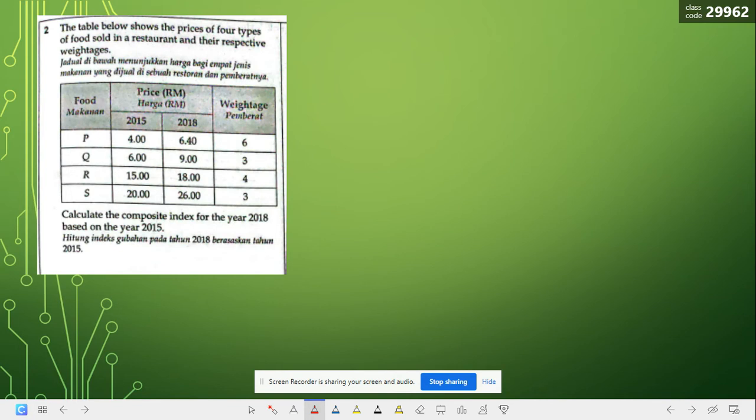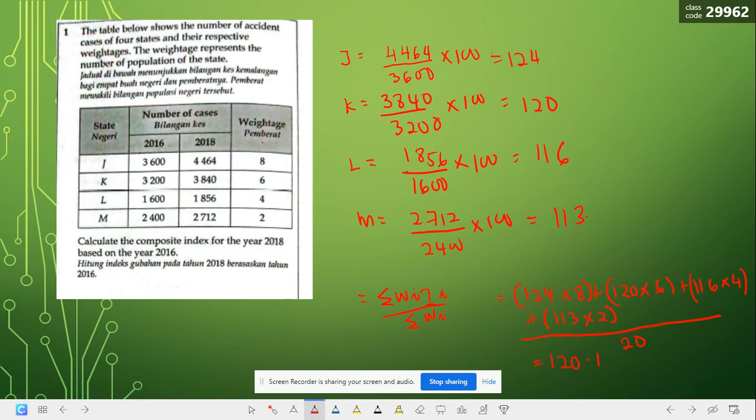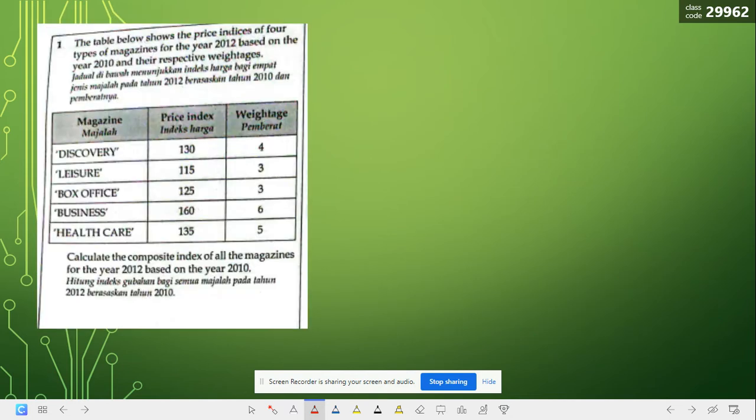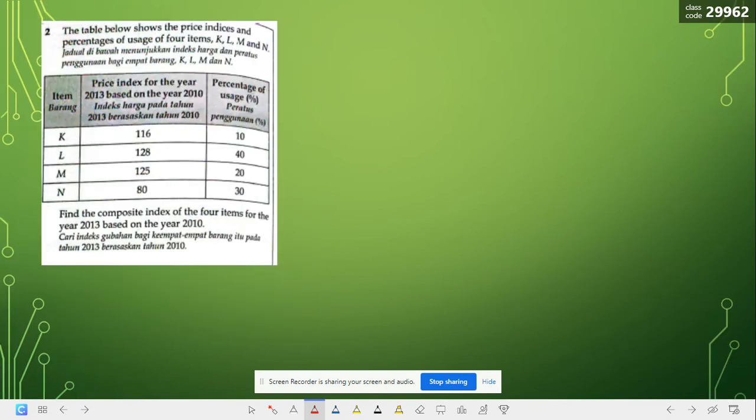Okay, so this one is also the same as the first question that we discussed just now. You just need to multiply the price index and the weight. This one is also the same because we already have the price index and we already have the weight there. So you just multiply, add all of it, and then you divide with the total weight.